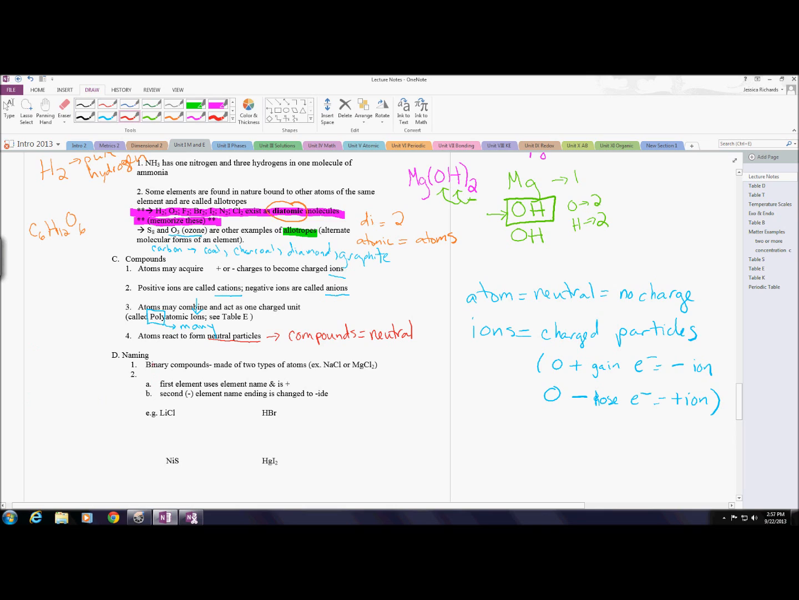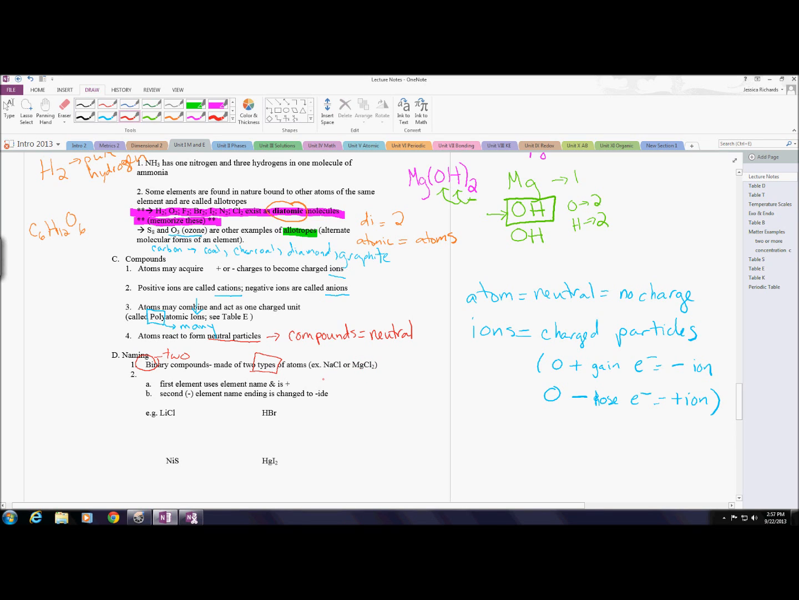So binary compounds, bi meaning 2, are compounds that contain 2 types of atoms. Now notice that it's 2 types of atoms and not only 2 atoms. NaCl is a very common example they use for a binary compound, but sometimes it can be confusing with the definition because there's also only 2 atoms here. But magnesium chloride is also a binary compound, but there's a total of 3 atoms, 1 magnesium atom and 2 chlorine atoms.